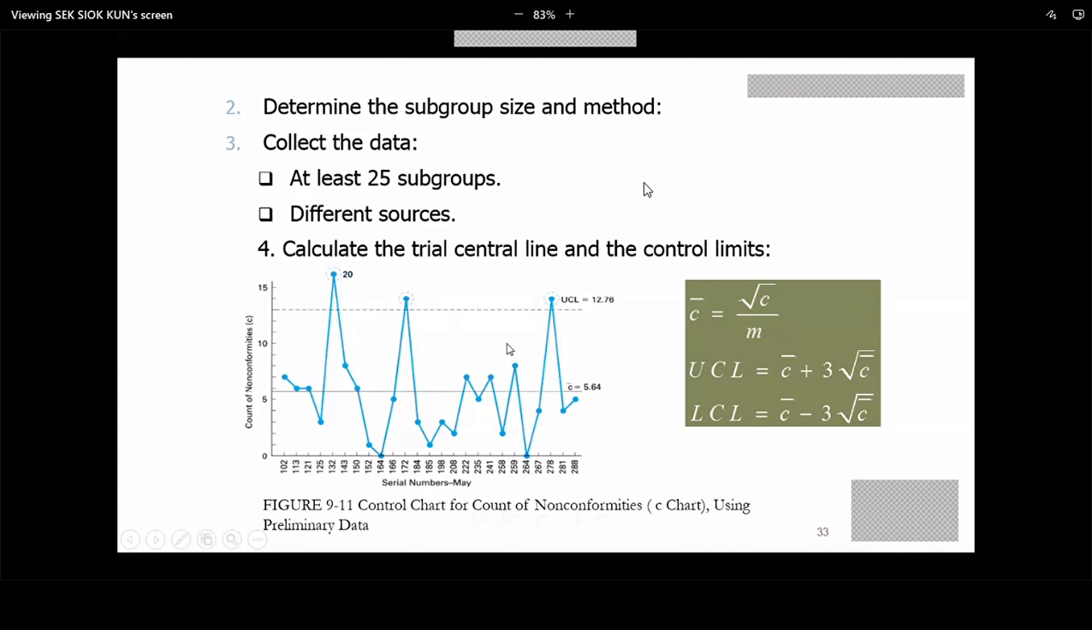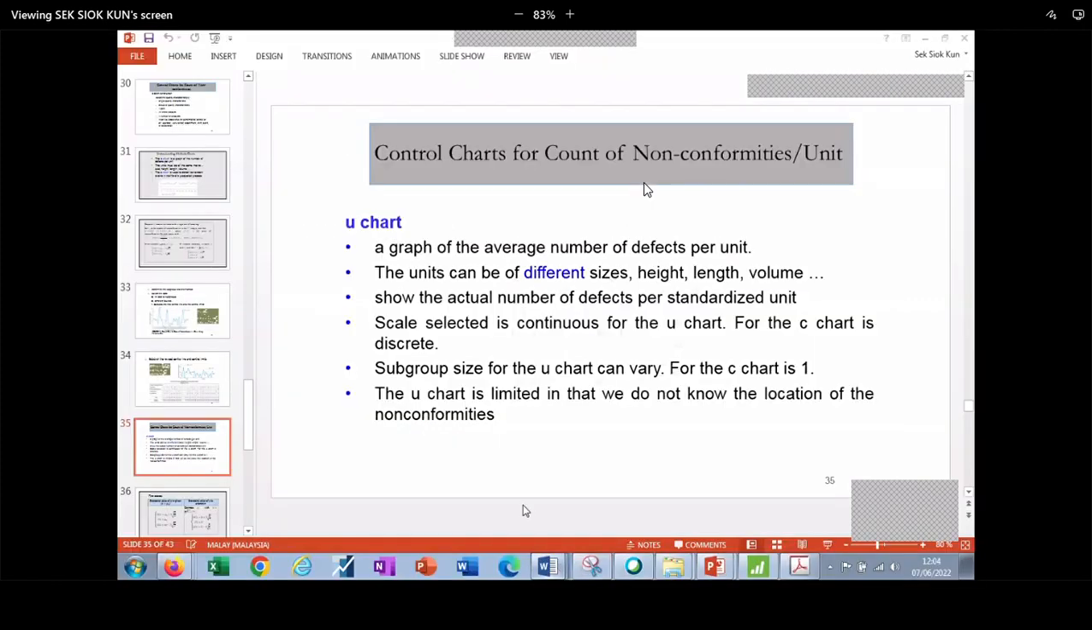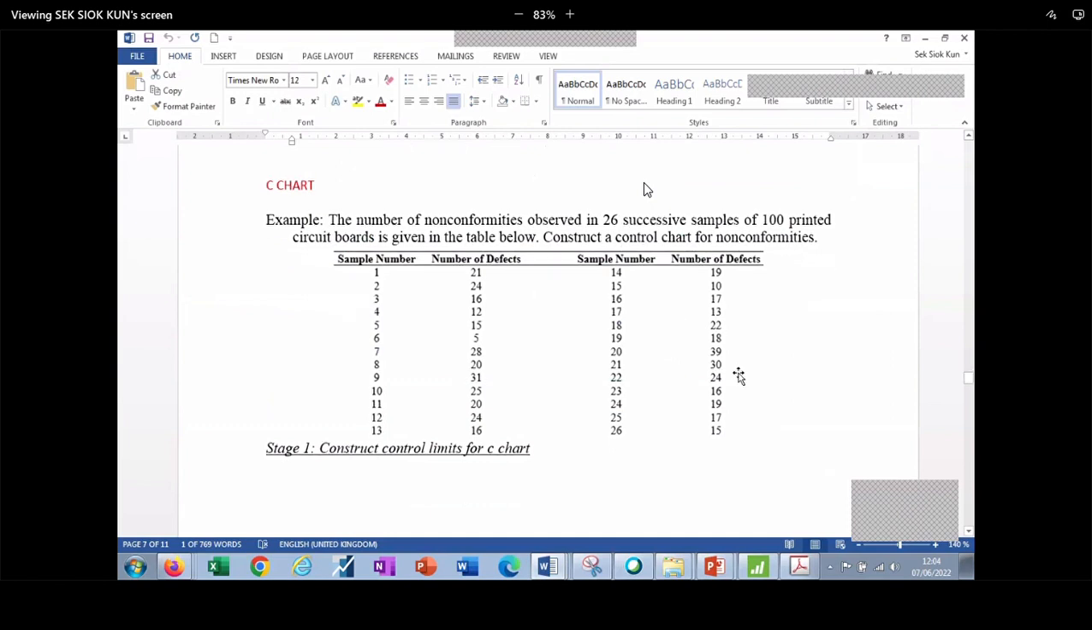Okay, so back to the example of the C chart. We have the number of non-conformities observed in 26 successive samples of 100 printed circuit boards given in the table below. Construct a control chart for non-conformities. So if the question asks you to construct the chart for non-conformities, you should know you cannot apply P or NP, but you can use either U or C chart.